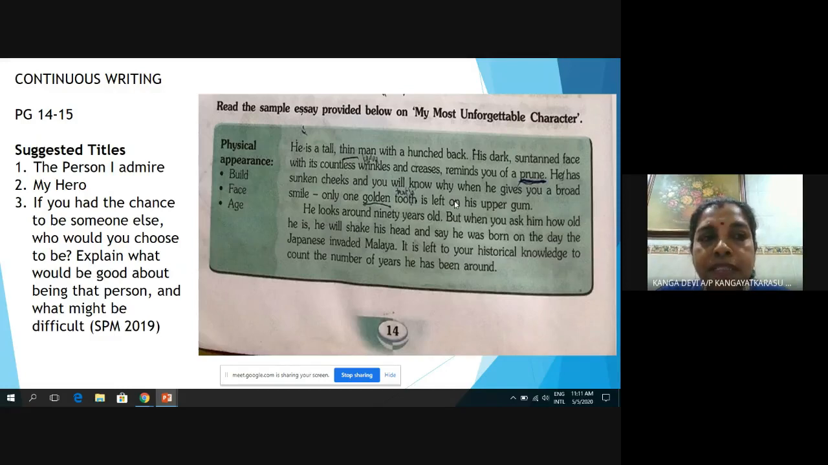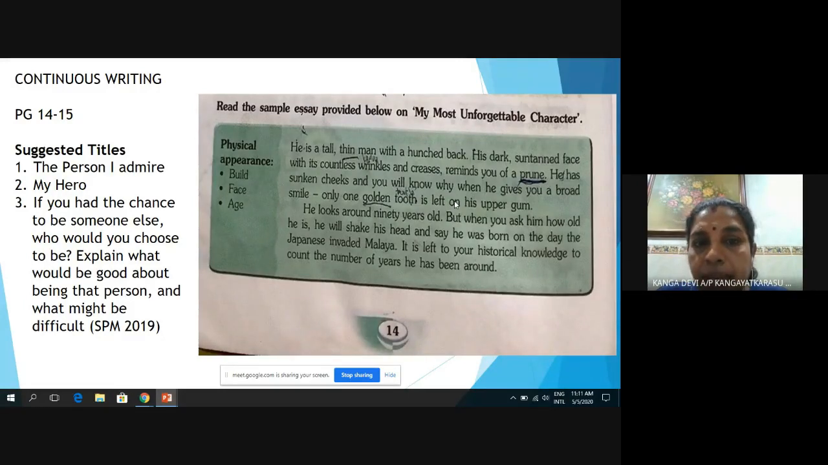Okay. All right. So if you look at this continuous writing, which is on pages 14 and 15, I insist, sorry, but I feel that every teacher has to go through it. If you look at this essay on pages 14 and 15, my most unforgettable character, you'll find that this essay is a very good essay. In fact, it's an A script. In fact, when my students saw the word prune, they didn't know. They know what dates are, they know what raisins are, but they don't know what prune is. So probably, teacher, you have to put in a photo or something.